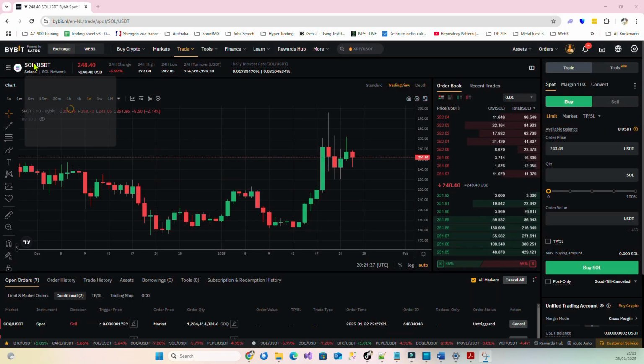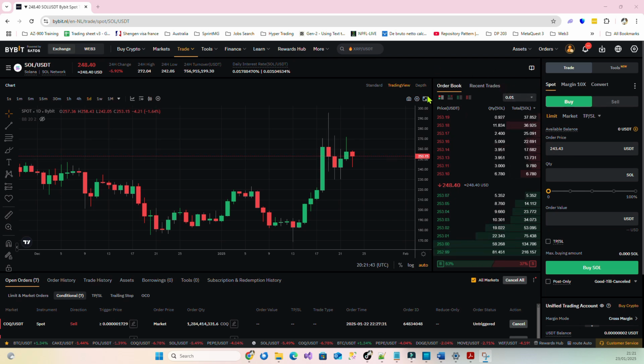So this is the Solana USDT chart. As you can see here, Solana USDT. And yeah, Solana has had a strong run recently, but the indicators I was checking have been showing some signs of cooling down. And this is what I'm going to show you now.